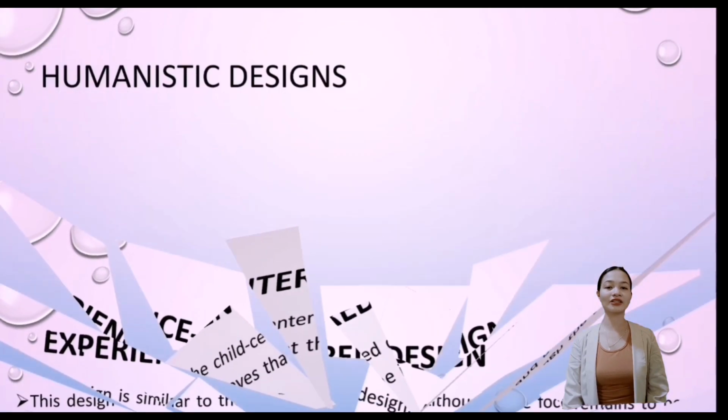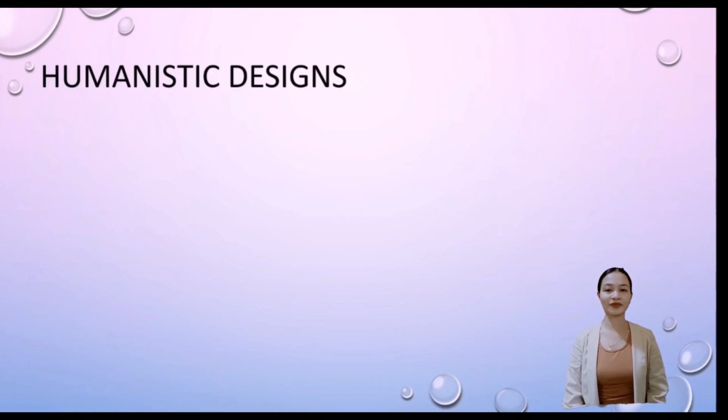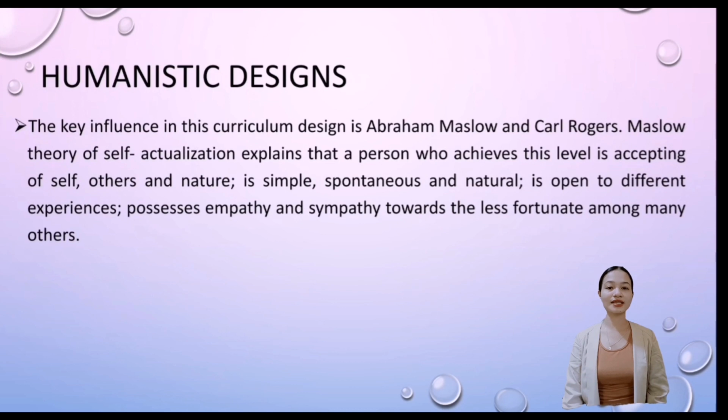Last, under learner-centered design is humanistic design. Key influences in this curriculum design are Abraham Maslow and Carl Rogers. Maslow's theory of self-actualization explains that a person who achieves this level is accepting of self, others, and nature, is simple, spontaneous, and natural, is open to different experiences, possesses empathy and sympathy towards the less fortunate among many others. The person can achieve the state of self-actualization later in life but has to start the process while in school.